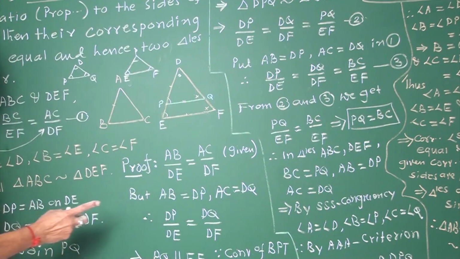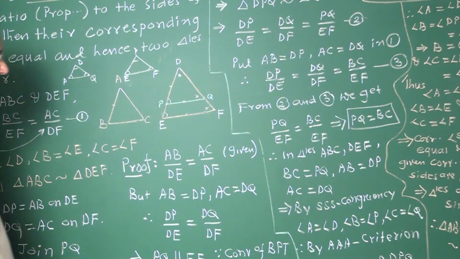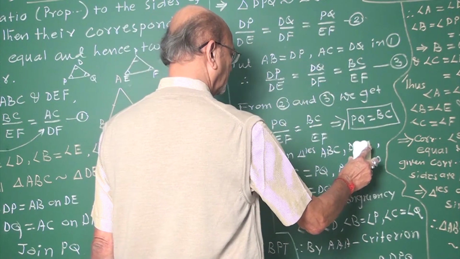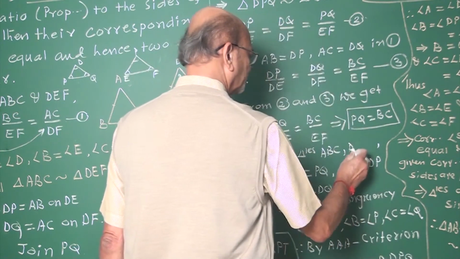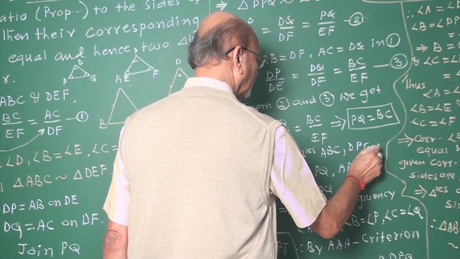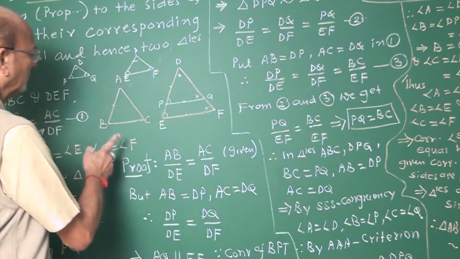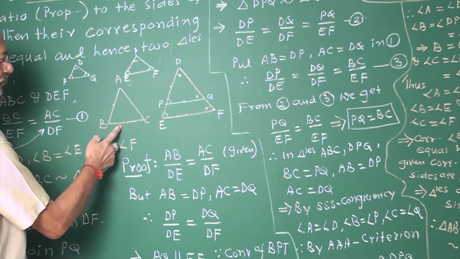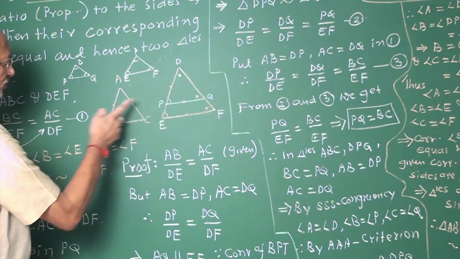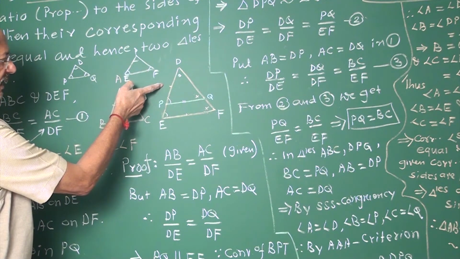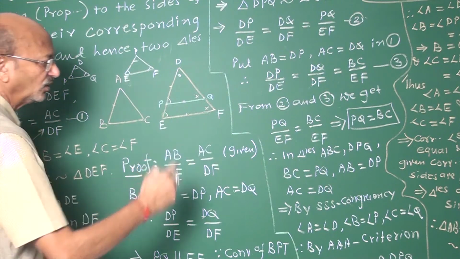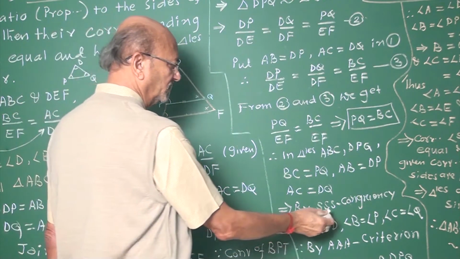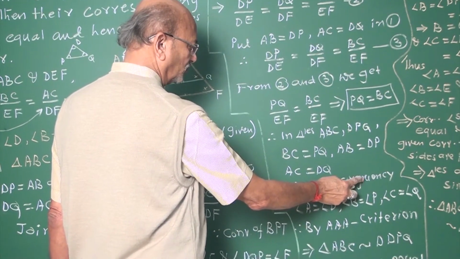Yes, my friends, I think I have written these wrongly in triangles. It should be DPQ here. In triangles ABC and DPQ, you have BC equal to PQ, AB equal to DP, and AC equal to DQ. Then all the three sides are the same, by triple S congruency.